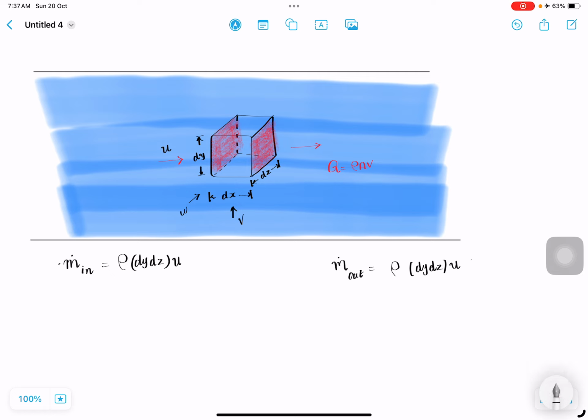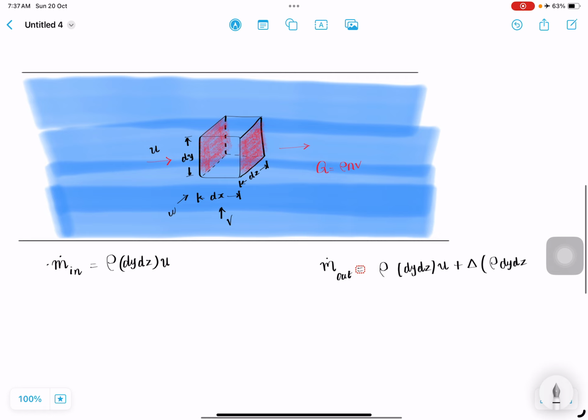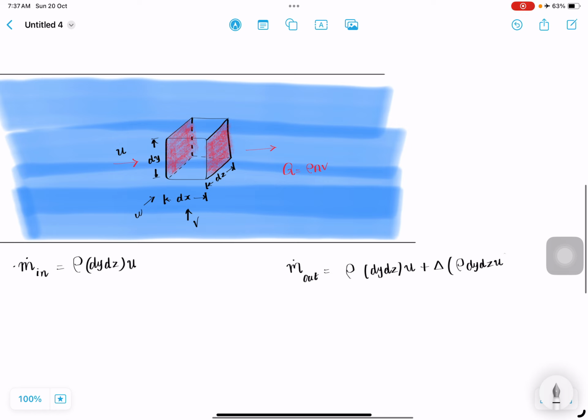Now, how do you represent that change? I'm saying, let us say that it is gaining some fluid. The gain in fluid is represented by a small change, del, some small change to the existing quantity of fluid that is flowing per second. It is del rho, density, into dy dz into u. That is a small change.